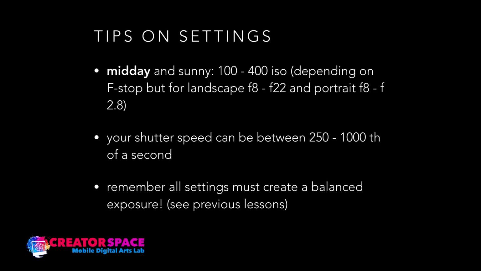All right, midday and sunny, 100 to 400 ISO. If you do landscape, 8 to 22, because you want to have sharpness everywhere. Your shutter speed is between 250 and 1000, because there's harsh light. Remember, all settings must create a balanced exposure.